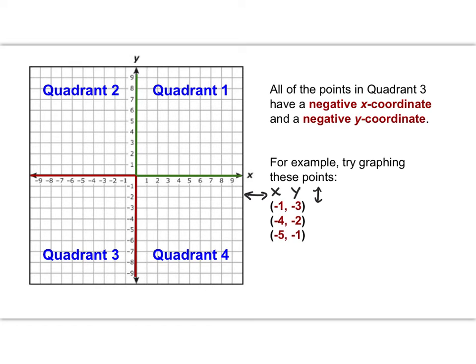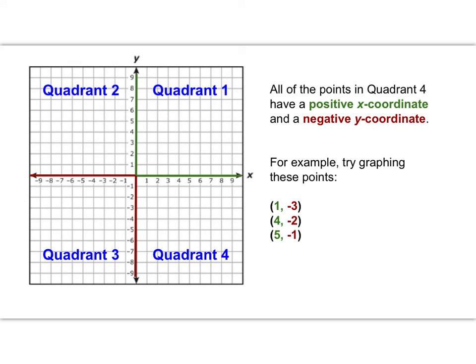All right, so let's graph (-1, -3). As before, we want to start at the origin and go 1 to the left. And now we're going to go 3 down. That's (-1, -3). Next, let's graph (-4, -2). For (-4, -2), we're going to go 4 to the left and 2 down. That means we're 4 to the left of the origin and we are 2 below it. Last, we need to graph (-5, -1). So we're going to go 5 to the left and 1 down. And there's (-5, -1). We've just got one more quadrant to look at.